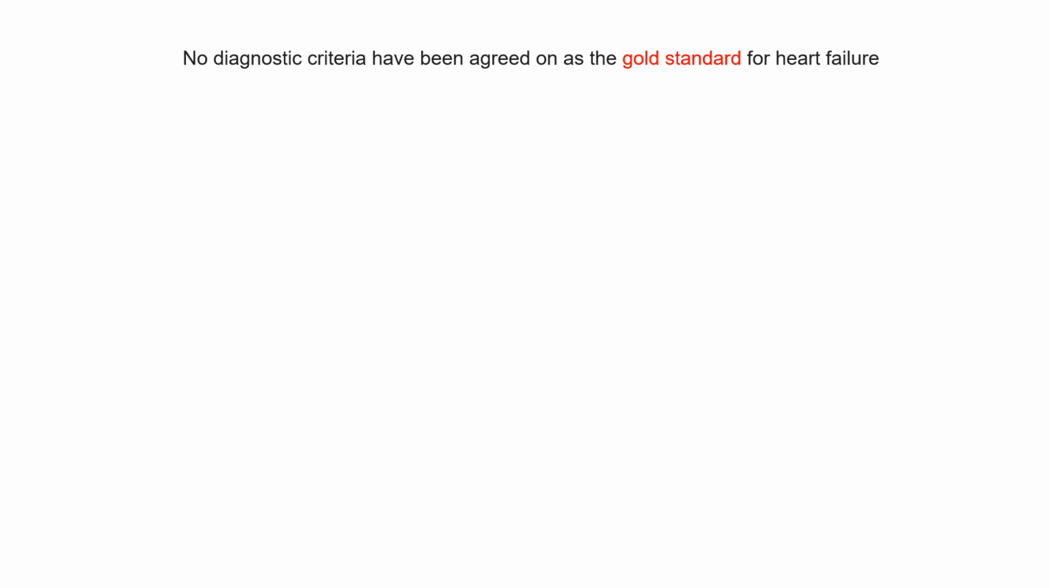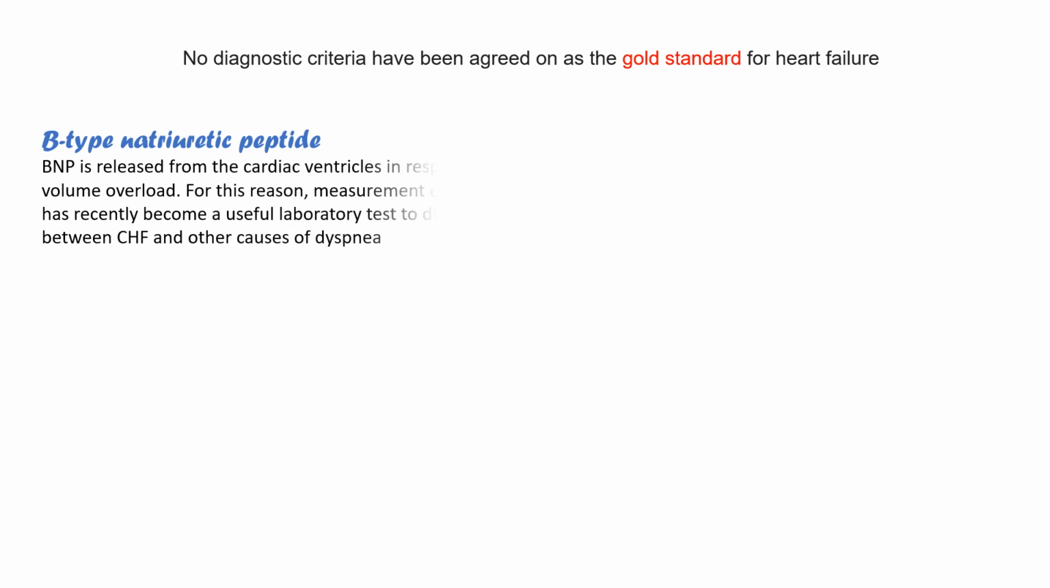There is no diagnostic criteria which have been agreed on as the gold standard for heart failure, but there are different investigations which are done in order to make the diagnosis and to evaluate the progress of heart failure. BNP is done in order to check for heart failure because it is released from the cardiac ventricle in response to volume overload. For this reason, measurement of plasma BNP has recently become a very useful laboratory test to distinguish between congestive heart failure and other causes of dyspnea.